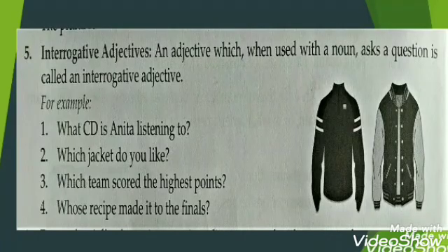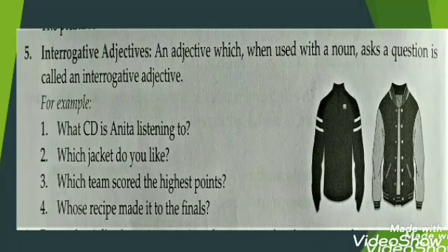We have interrogative adjectives. An adjective which when used with a noun asks a question is called an interrogative adjective. We have a few examples and we are going to discuss a few. Let's see the first one. What CD is Anita listening to? Here, what is your interrogative adjective and the sentence is ending with a question mark, means it is asking you a question. Second one, which jacket do you like?